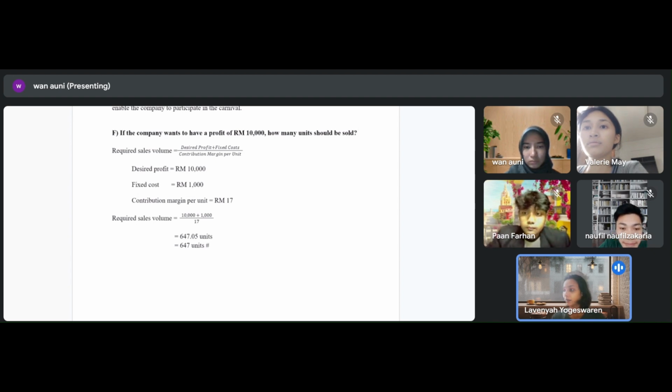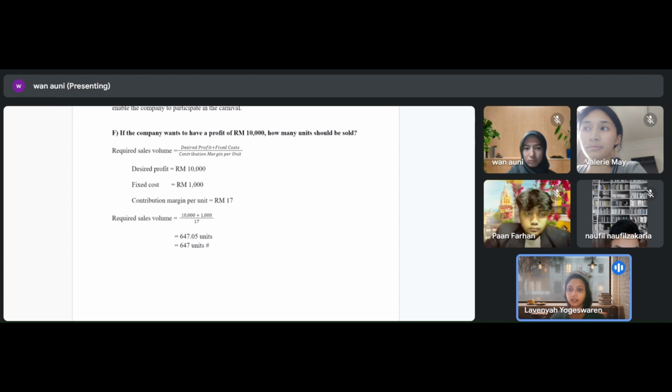Our target profit is 10,000 ringgit, the fixed cost as mentioned in the question is 1,000 ringgit, and the contribution margin per unit as calculated in question A is 17 ringgit. When we add 10,000 and 1,000, it is equivalent to 11,000, and we divide that by 17 ringgit, the contribution margin per unit, and we get 647.05 units.